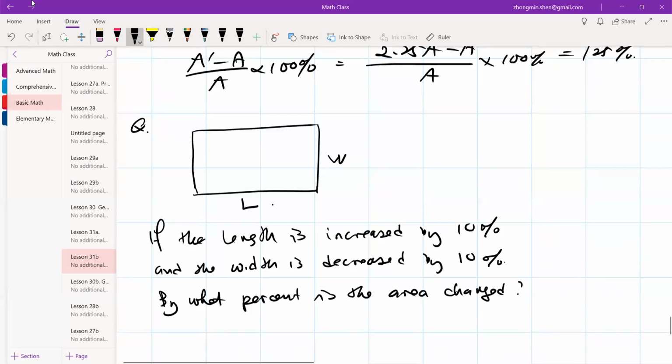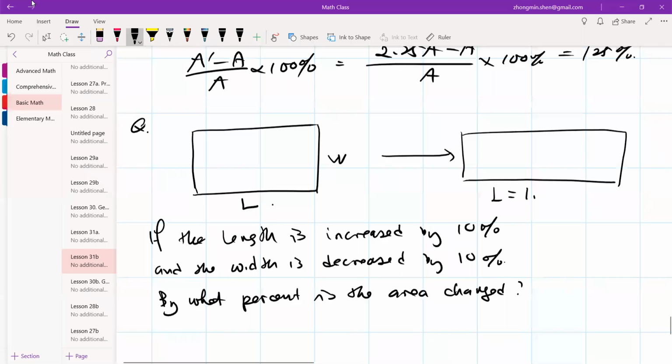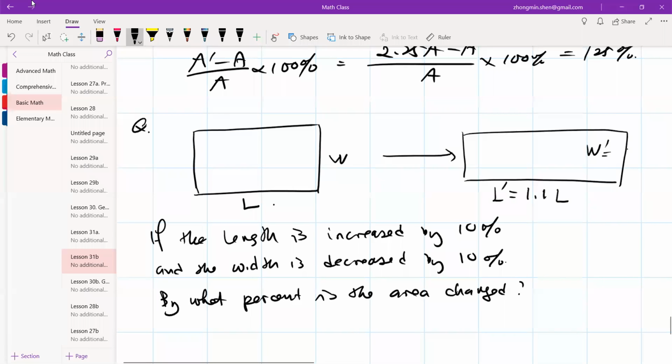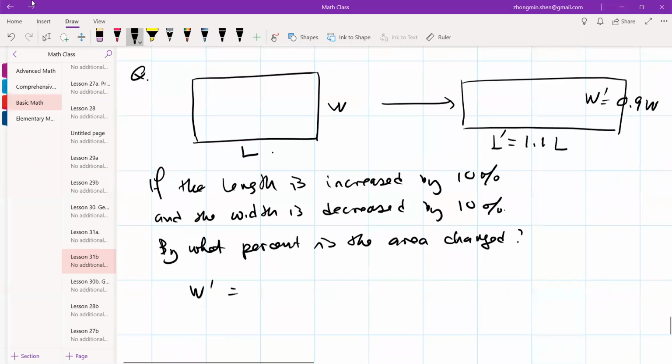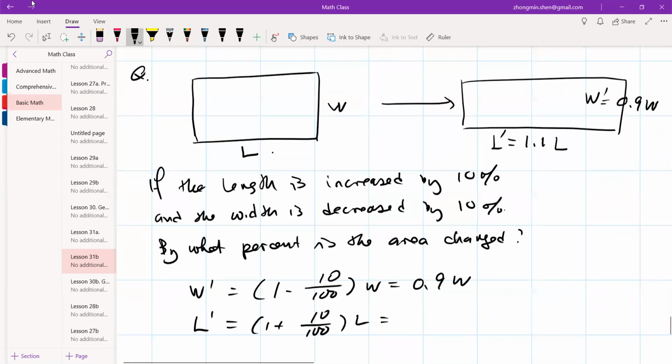All right. So you're going to change the rectangle, right? It's getting longer, and you see that, right? This is a change. Okay. And the new length is increased by 10%. It's 1.1 L. The width is decreased by 10%. So W prime is going to be 1 minus 0.1, so it's 0.9 W. Can you see that? Because how do you get 0.9 W? It's going to be 1 minus 10 over 100 times W. So that's the reason it's 0.9 W. The new length is 1 plus the increase, so it's 1.1 L.